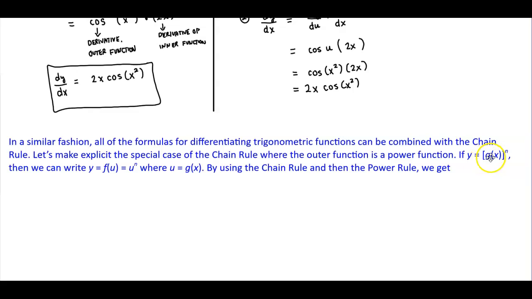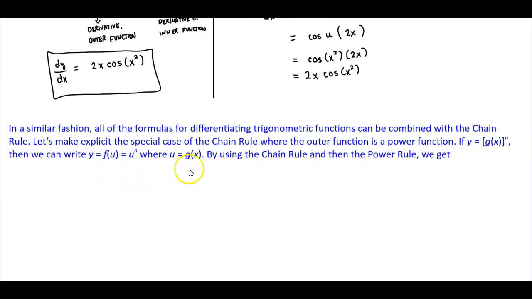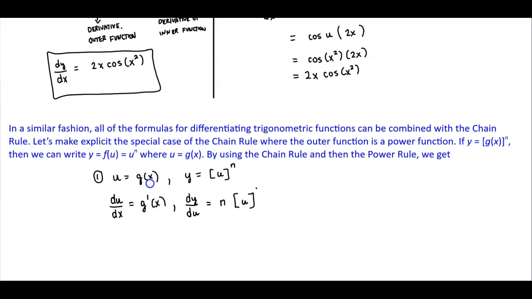So if y is equal to the function g of x raised to the power of n, we can write y equals f of u, which is equal to u to the n, where u is equal to g of x. And then by using the chain rule and then the power rule, we're going to get the following. So again, we're going to let u equal g of x, and y is going to equal u to the n. So if we want to find the derivative with respect to x of g of x, that's du with respect to x, which is equal to g prime of x. And then dy with respect to u is going to equal n times u to the n minus 1.